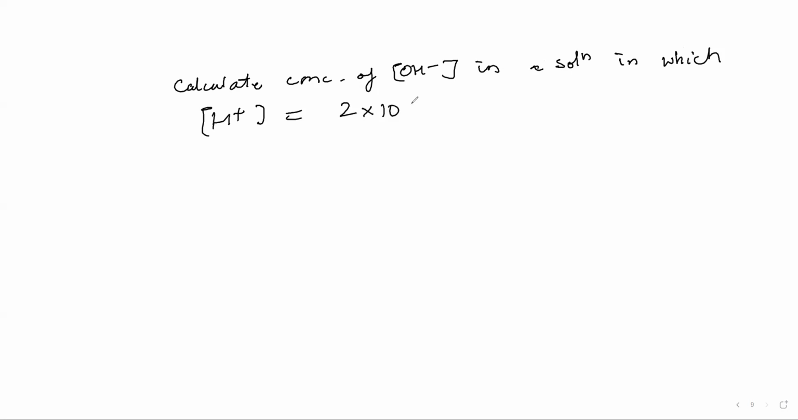So for your thinking, there is a question. Calculate the concentration of OH negative ions in a solution in which H positive is 2 into 10 to the power negative 6 mole per decimeter cube. So you need to answer this question.